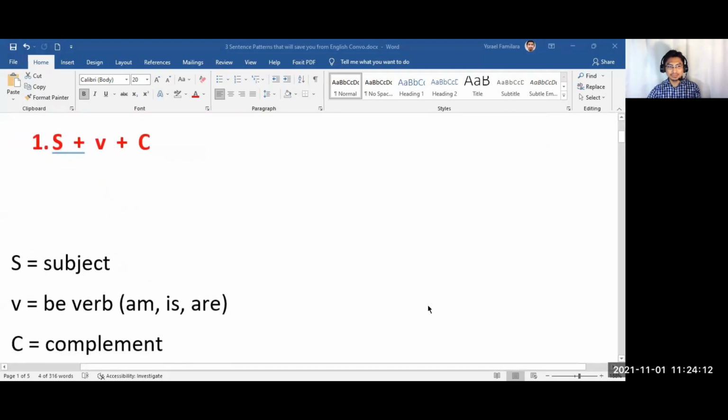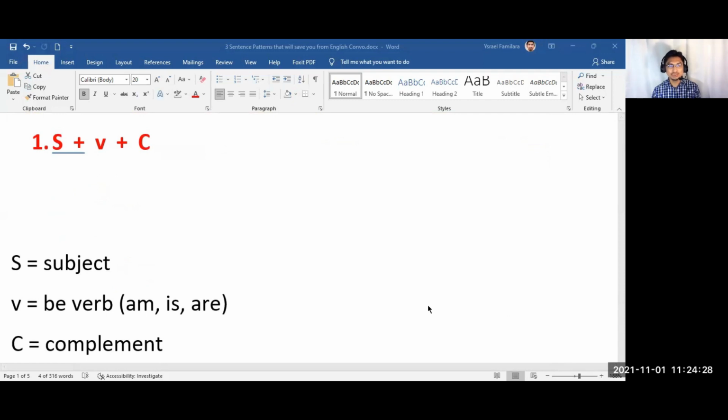S stands for subject. So in English, subject is the main topic, the one that we're talking about in the sentence. In Tagalog, ito yung simuno. Ito yung pinag-uusapan sa pangungusap.